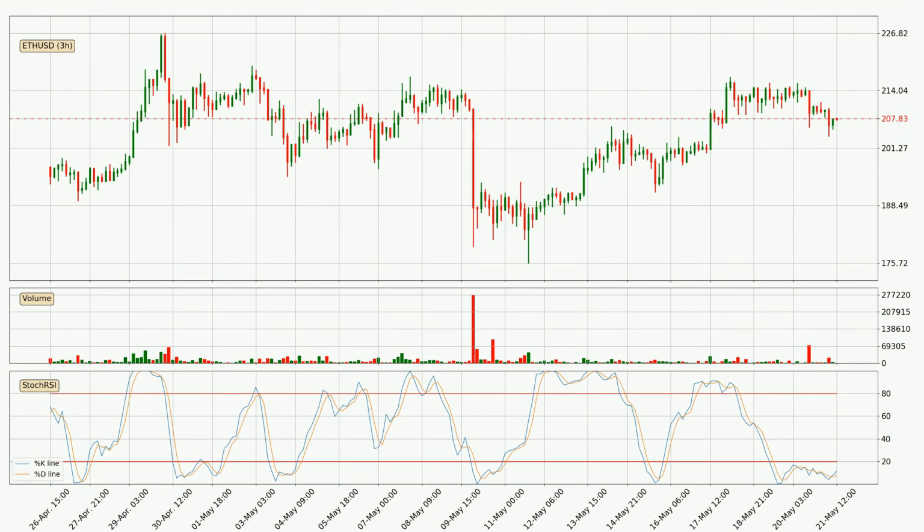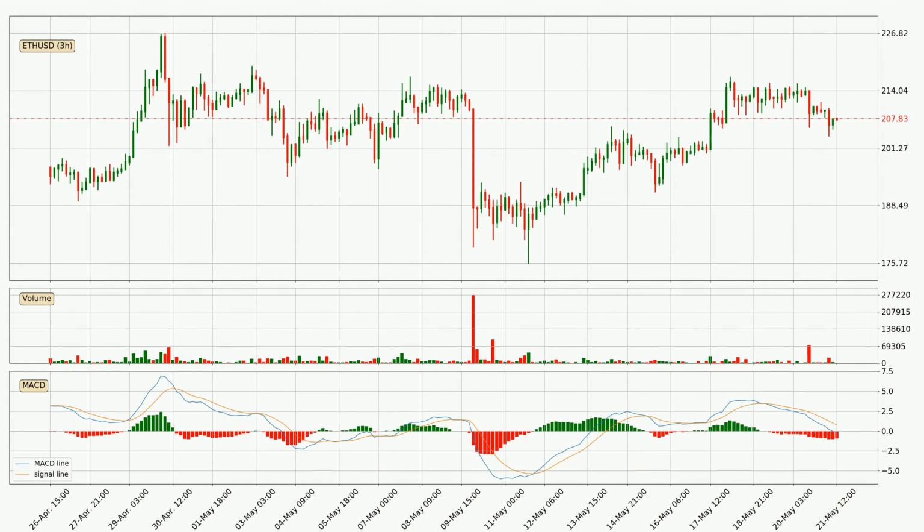Jumping to the 3-hourly Stochastic RSI, we can see that the crypto is being oversold because the %K and %D lines are in the lower region. A change in the trend can be expected, or for the crypto to remain at least stable for some time. The trend has shifted upwards because the K line is currently located above the D line.